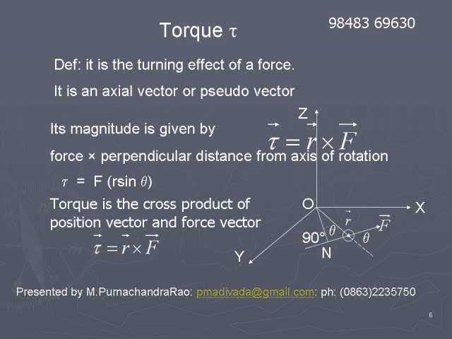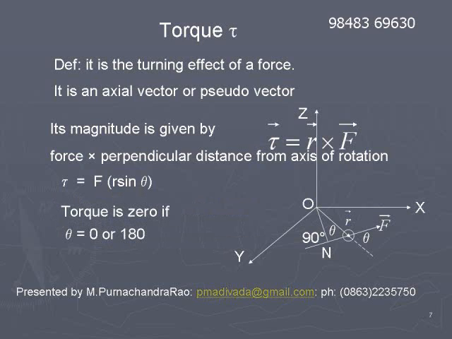Its magnitude is r F sin theta. The torque will be 0 if theta is 0 or 180. The unit of torque is Newton meter. So we can apply cross product for finding torque. Torque is a vector and it is the cross product of position vector and force vector.